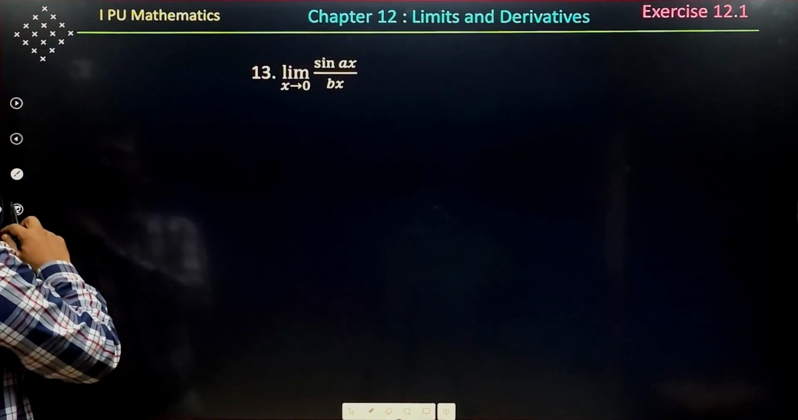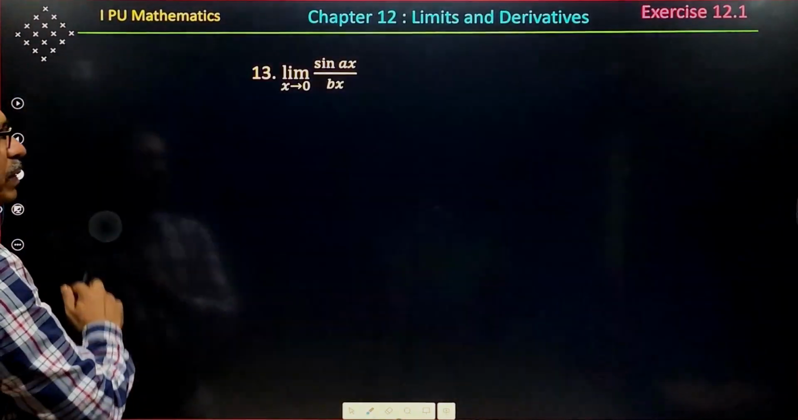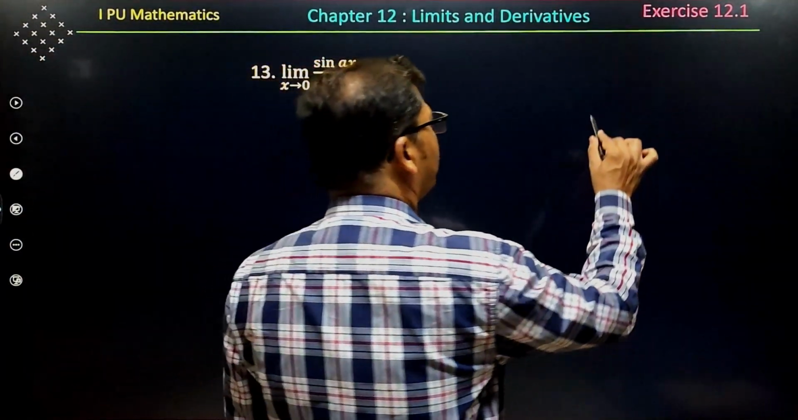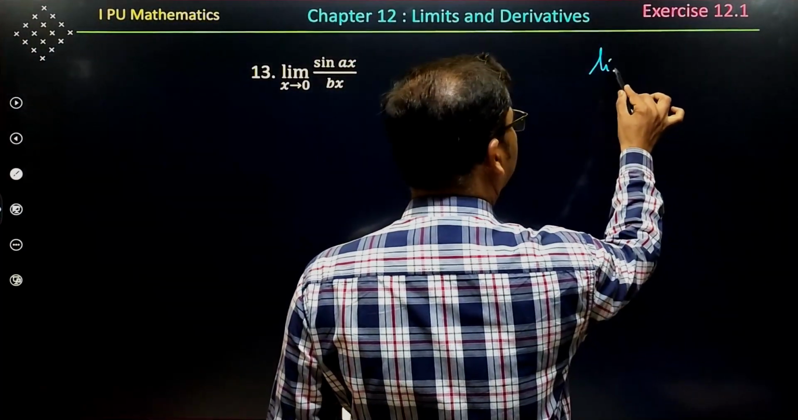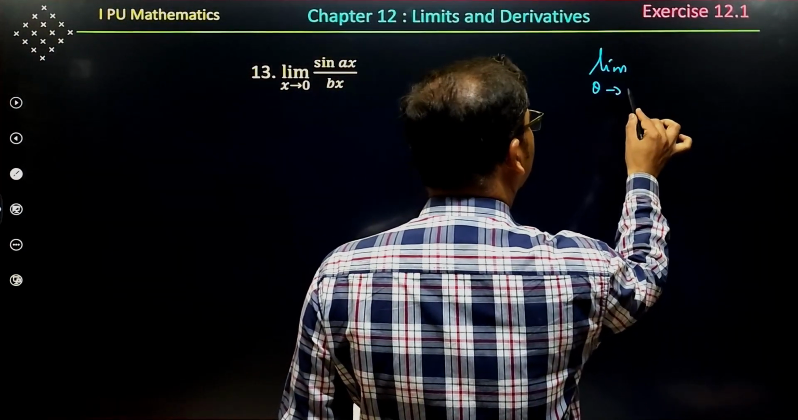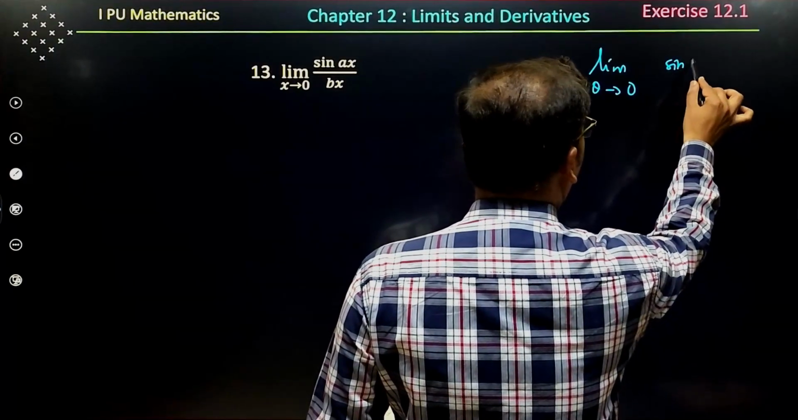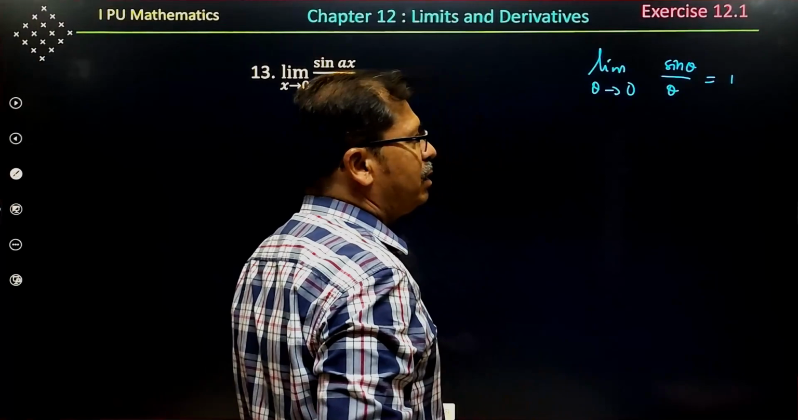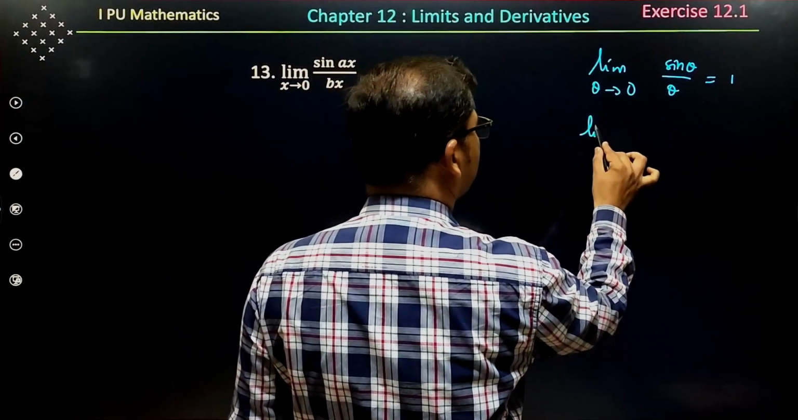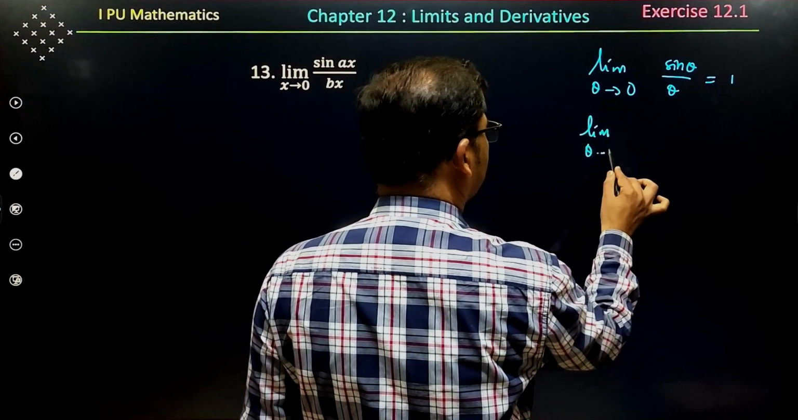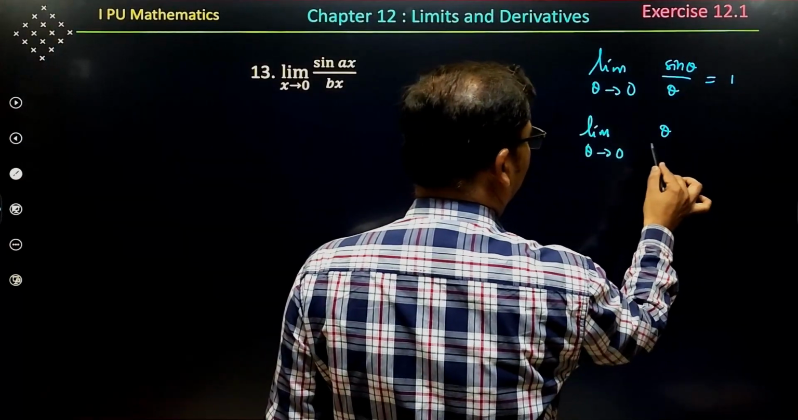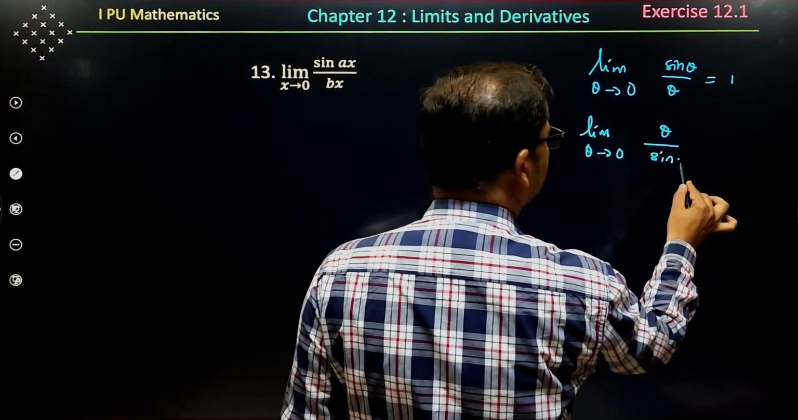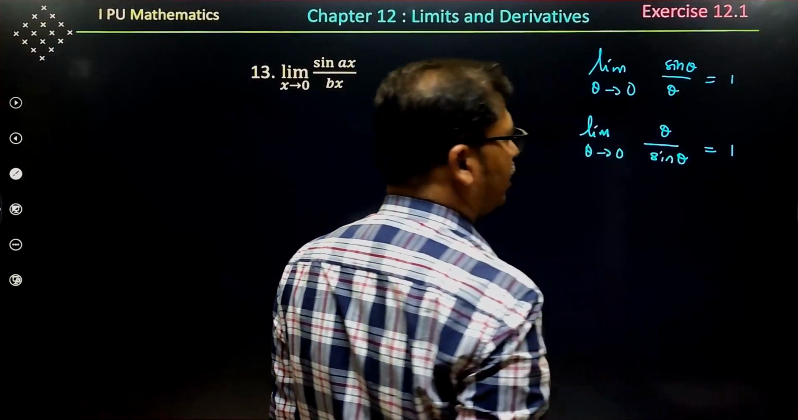studied in this topic. With respect to trigonometric relations, you have studied this relation, limit theta tends to 0, sin theta upon theta. This is equal to 1 here. Even the same result can be applied if it is in this manner. Limit theta tends to 0, theta upon sin theta. This is also equal to 1 here.